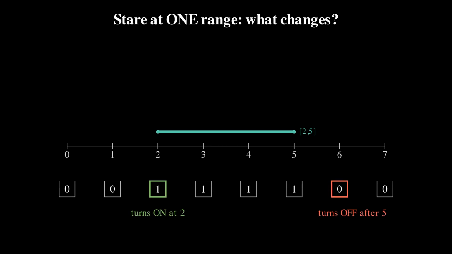Now read it like a story. It turns on at 2, stays flat across the whole middle, and turns off just after 5. Everywhere in between, each value just copies its neighbor. All the real information in this range is 2 events, not 6 values.